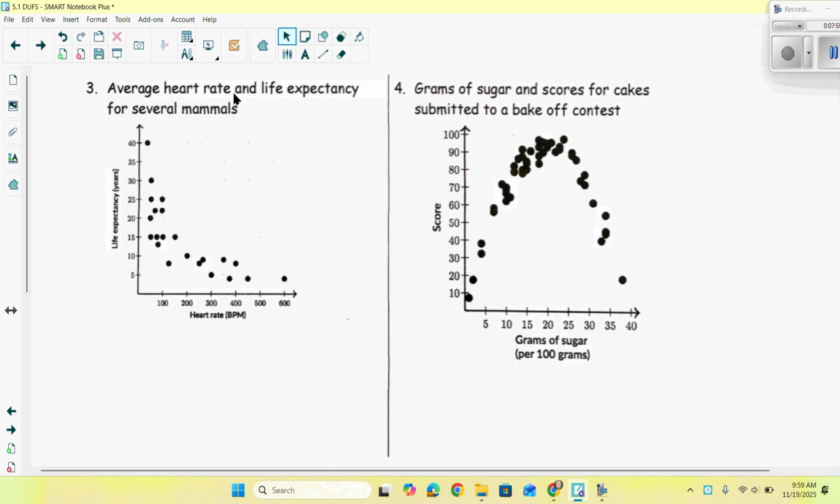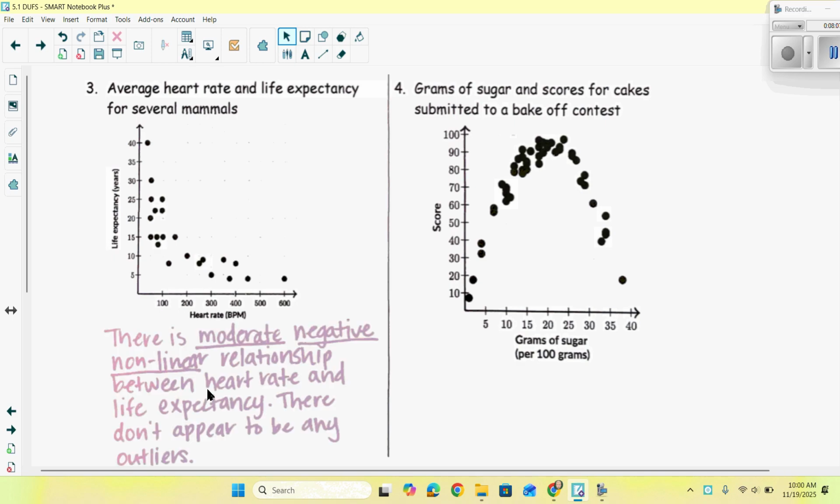Last 2 examples here, average heart rate, life expectancy for several mammals. As it looks like as the heart rate goes up, the life expectancy goes down, so their body must be working pretty hard. There's a moderately negative, and then this is nonlinear. We're going to learn what kind of function that is later, but this is definitely not a line. You could force a line in there, but it wouldn't be the best fit. So there's a moderate, negative, nonlinear relationship between the heart rate and life expectancy, and doesn't look very unusual. It looks like the graph of something that we'll learn about later as far as the form, but it's nonlinear.